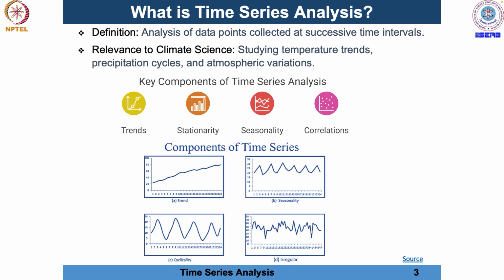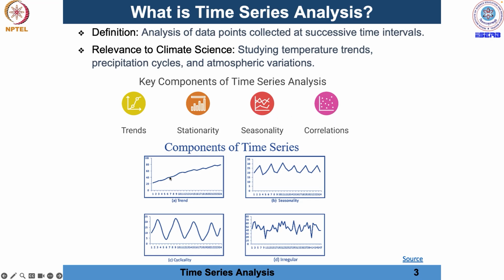When you have time series data, you can look at temperature trends, the precipitation cycle and precipitation trends. You can also look at atmospheric or weather-related meteorological variables and their behavior over the past few years or decades. So what are the key components of time series analysis? Essentially, we look at the trends of the data, the stationarity of the data, whether the statistical properties are consistent, then seasonal patterns, and the correlation of different types of data sets.